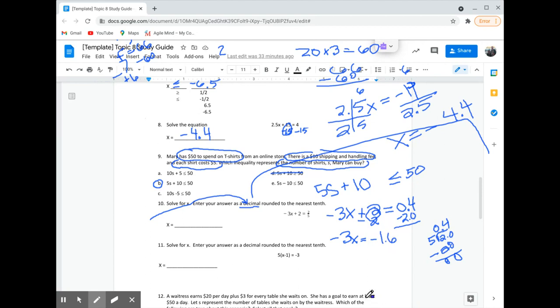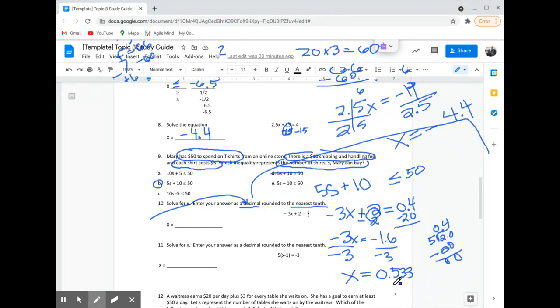Now what do I do to solve? Divide. All right, so we divide by negative 3. And when we do that, we're going to get x is equal to 0 point what? 53. Correct. And that 3 just keeps going, doesn't it? Yes.